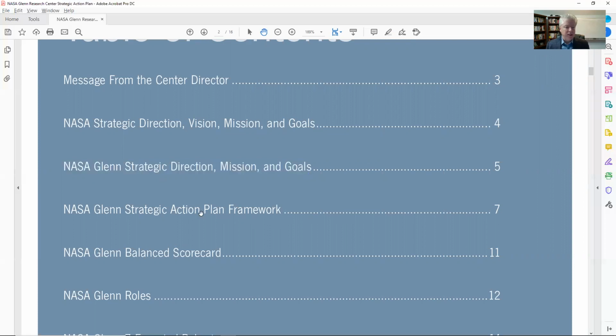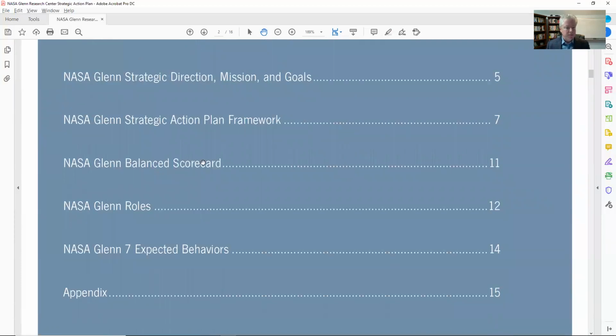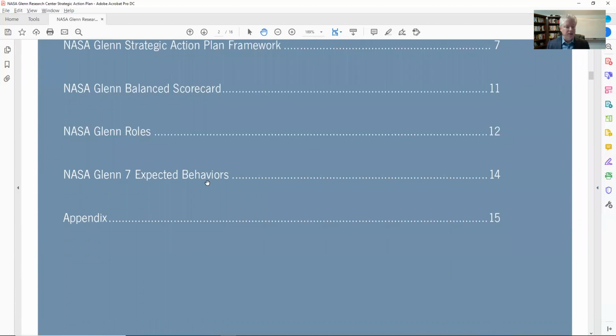Okay, and then I like this, that they have a strategic action plan framework. I'm assuming that's going to be some of their objectives, et cetera. And that's a big part of what I want to see, because I want to see where my customer fits in. I don't know what the scorecard is. Doesn't matter. I'll figure it out when I get to that page. And then the Glenn roles and expected behaviors. So we'll see what those are and take a look at that.